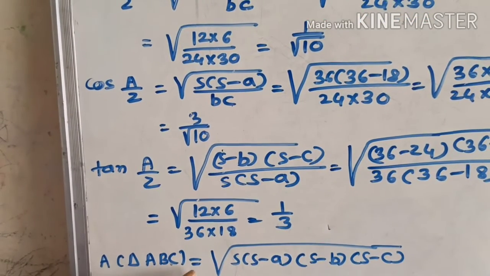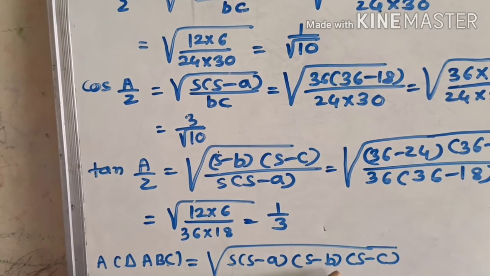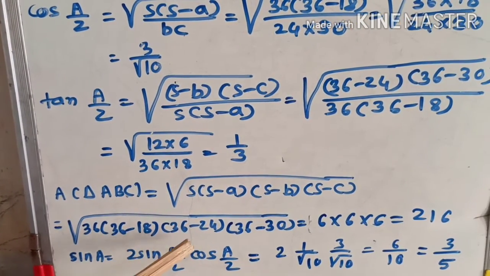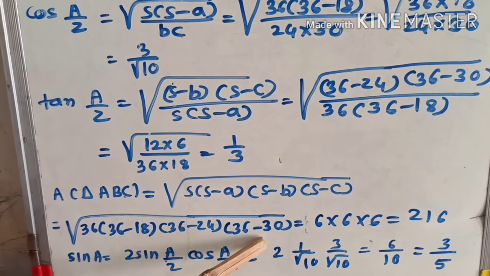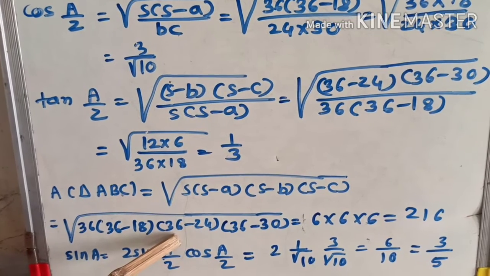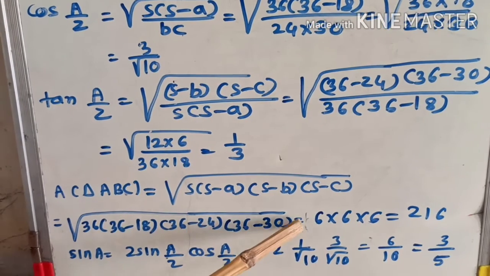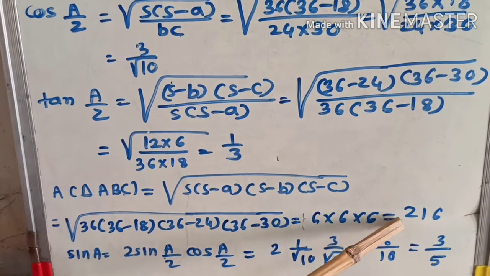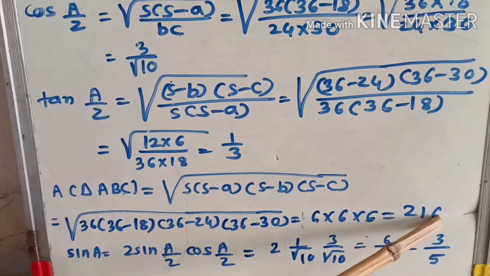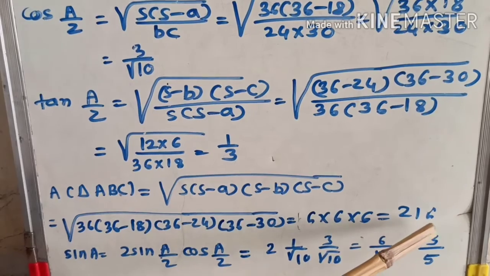Now area of triangle ABC, use Hero's formula here: under root s into (s minus a)(s minus b)(s minus c). Put the value of s, 36, 36 minus 18, 36 minus 24, 36 minus 30. 36 into 18 into 12 into 6. So the area is equal to 216 square units. Area unit will be square units.